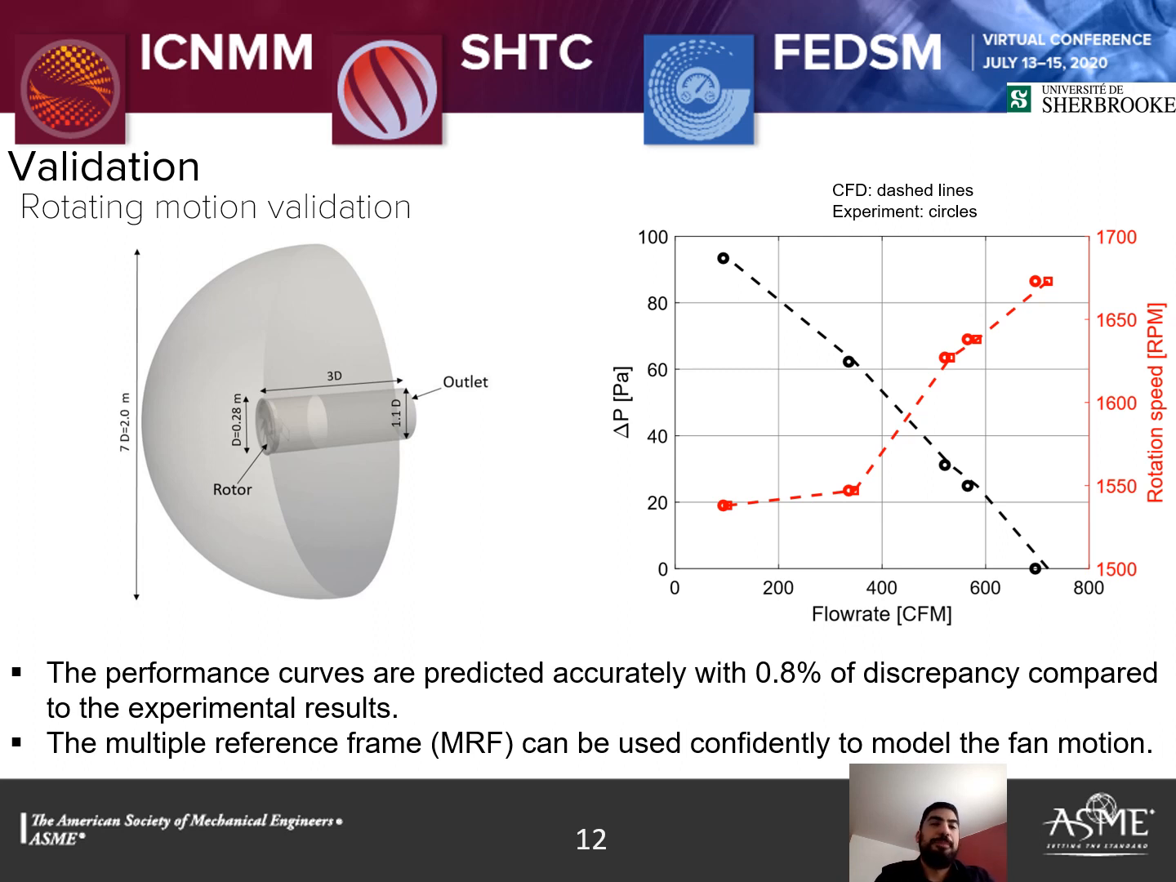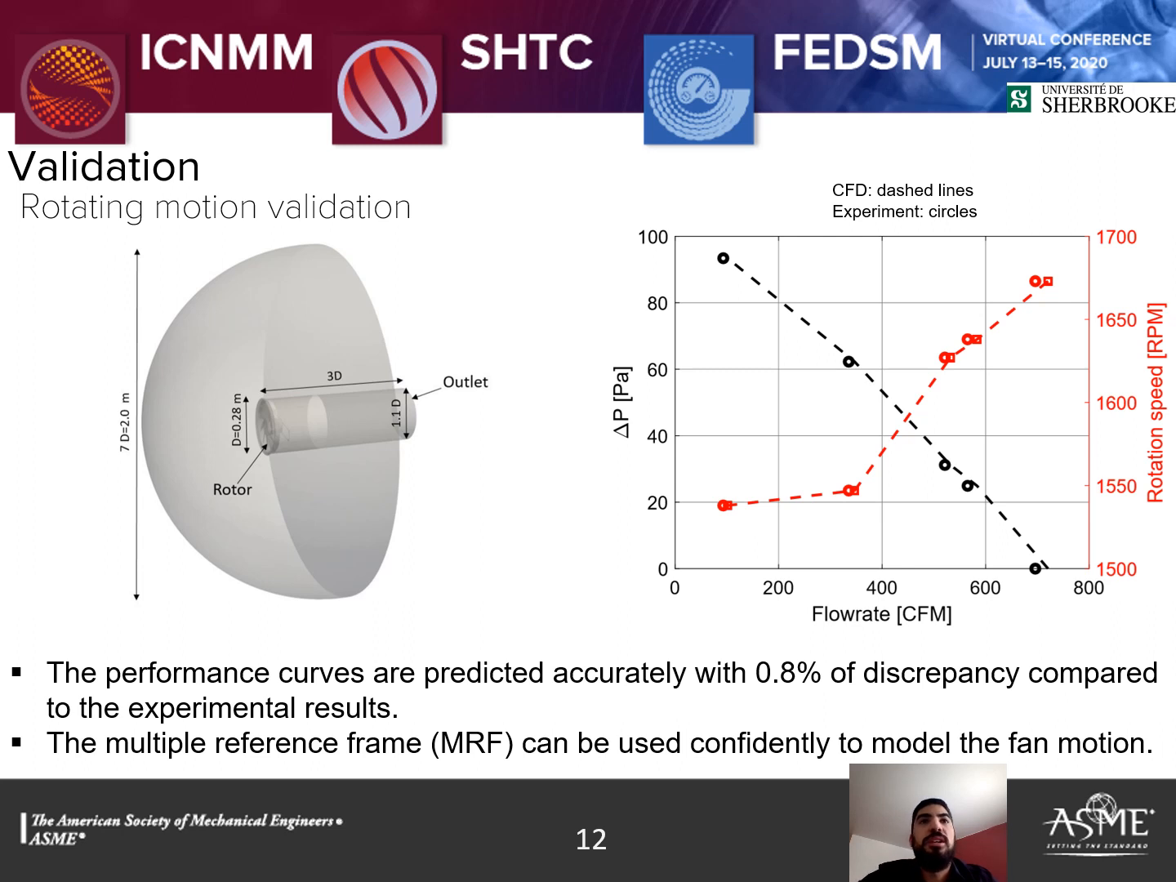Now the third validation: we have to validate the rotating motion of the fan. We validated this rotation motion by studying experimentally in-house the fan used in the range hood, and we extracted the different performance curves here, the delta P and the rotation speed. We have a good prediction of the performance curves, with 0.8% discrepancy compared to the experimental results.